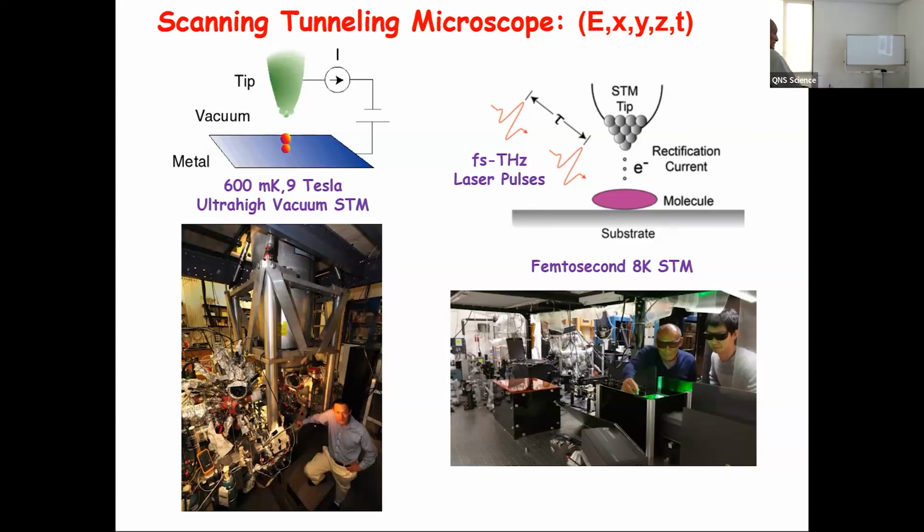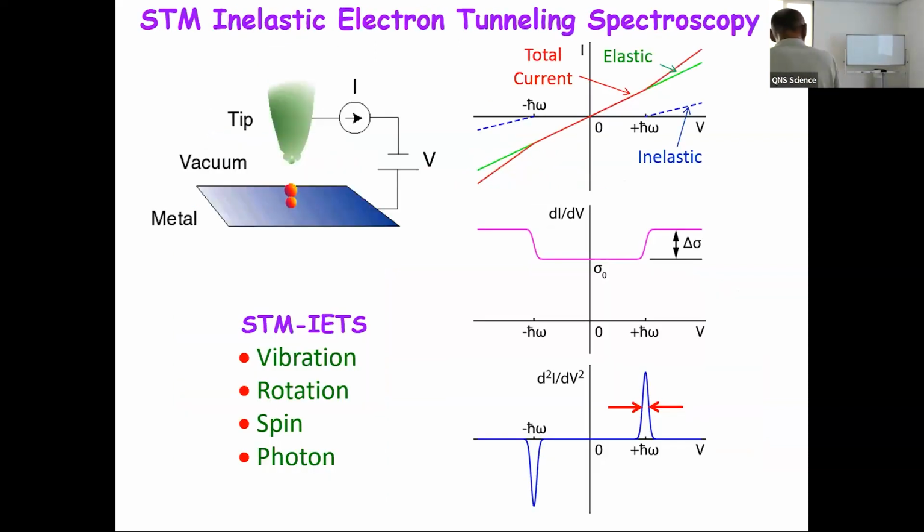Okay, so the second one is the coupling of laser light into the STM. And in this case, we use terahertz for reading. So the result based on the terahertz radiation is very similar, coupled to the inelastic electron tunneling spectroscopy.